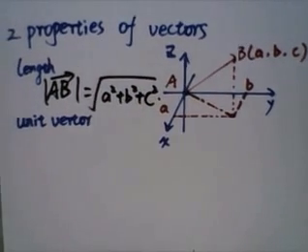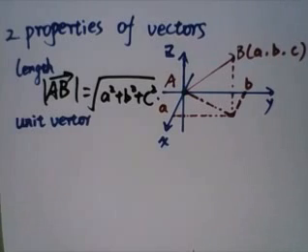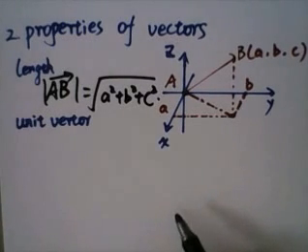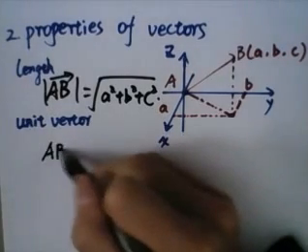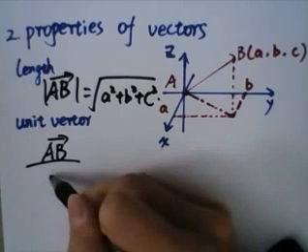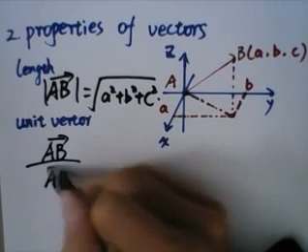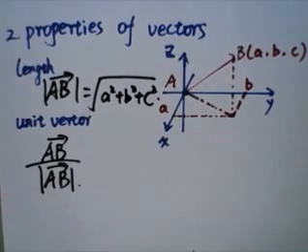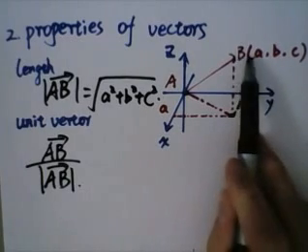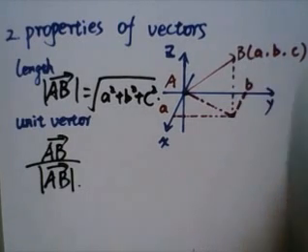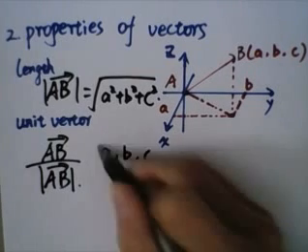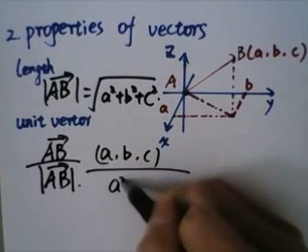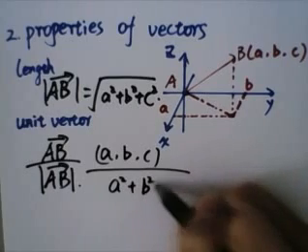And the unit vector of AB is a vector that has the same direction as AB, and it has the length of 1. So to find the unit vector of AB, we just divide AB by its length. So the position vector of AB is (a, b, c), and the unit vector of AB is (a, b, c) divided by the root of a squared plus b squared plus c squared.